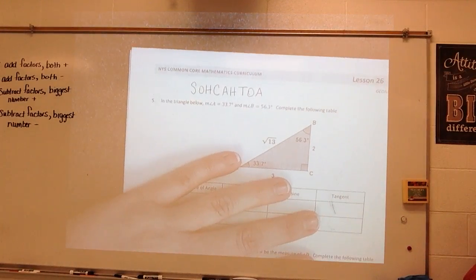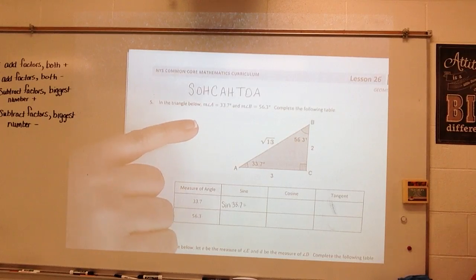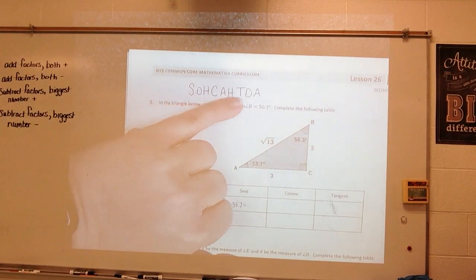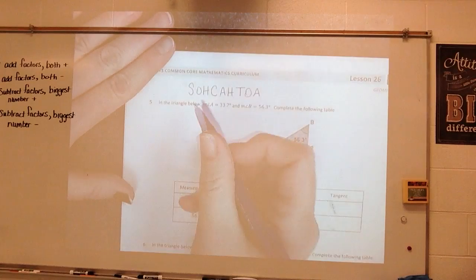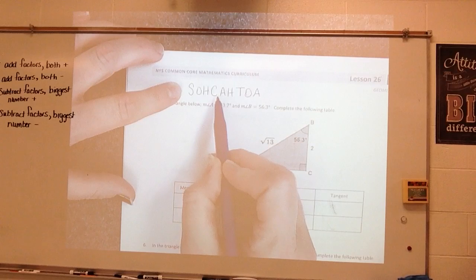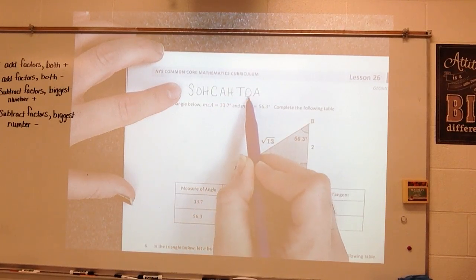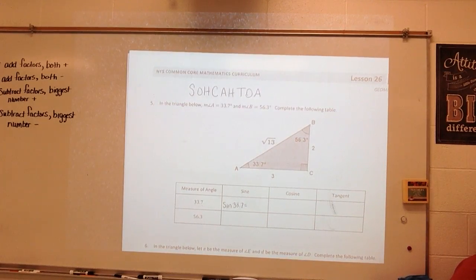I want to introduce you to something that I did not know until actually I started teaching, SOHCAHTOA. If you can remember the term SOHCAHTOA, this will help you to remember, because this means sine is the opposite over hypotenuse, cosine is the adjacent over hypotenuse, and tangent is the opposite over adjacent. So if you can remember SOHCAHTOA, then you can remember sine, cosine, and tangent.